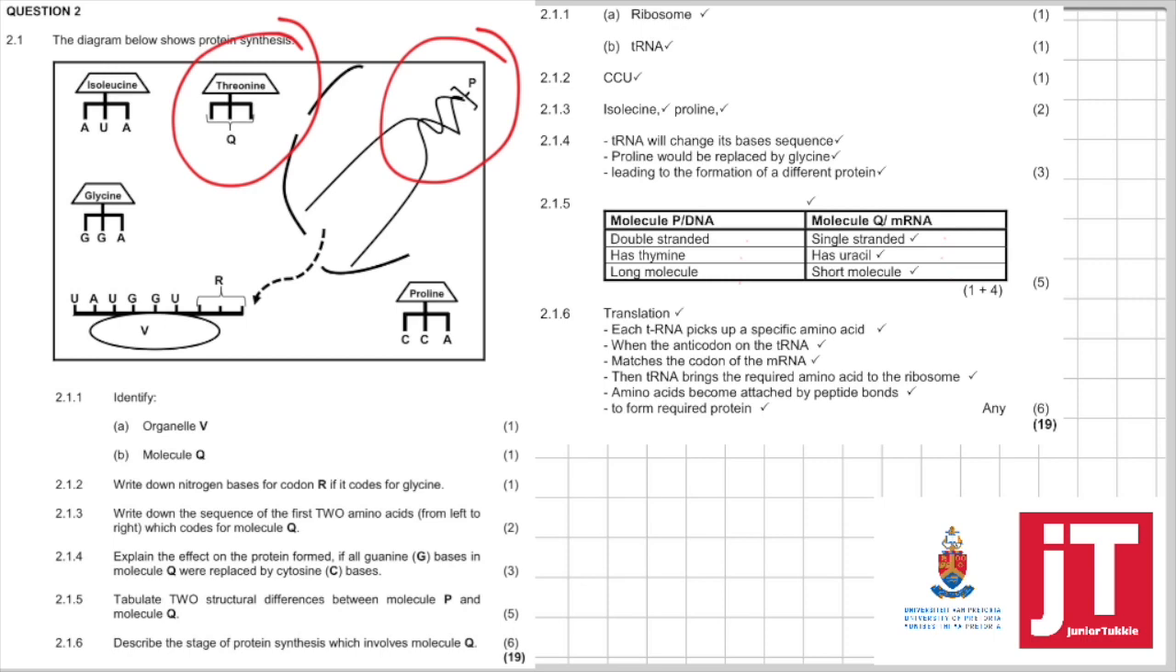2.1.6. Describe the stage of protein synthesis which involves molecule Q. That involves the tRNA, so that process is translation. So, for translation, each tRNA picks up a specific amino acid. When the anticodon on the tRNA matches the codon on the mRNA, then the tRNA brings the required amino acid to the ribosome. Amino acids become attached by peptide bonds to form the required protein. That you will find in the exam guidelines as well.